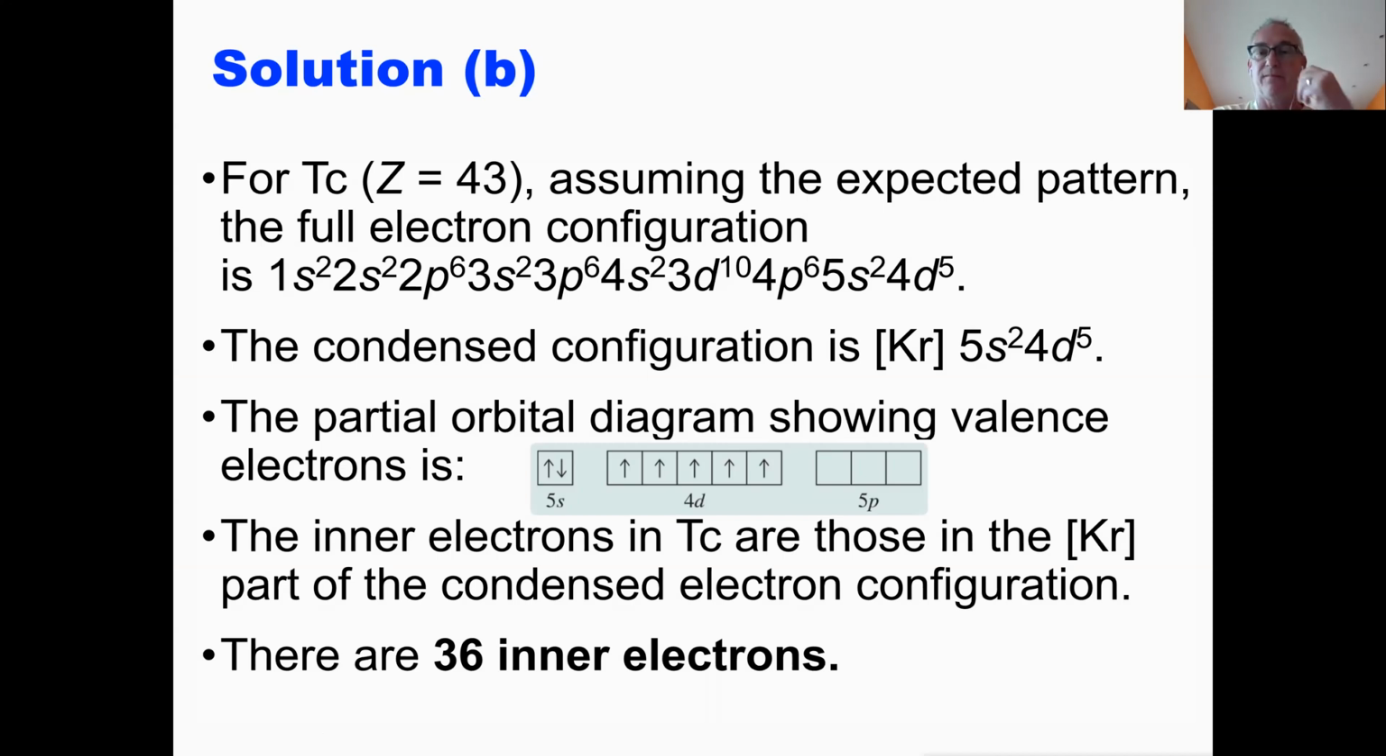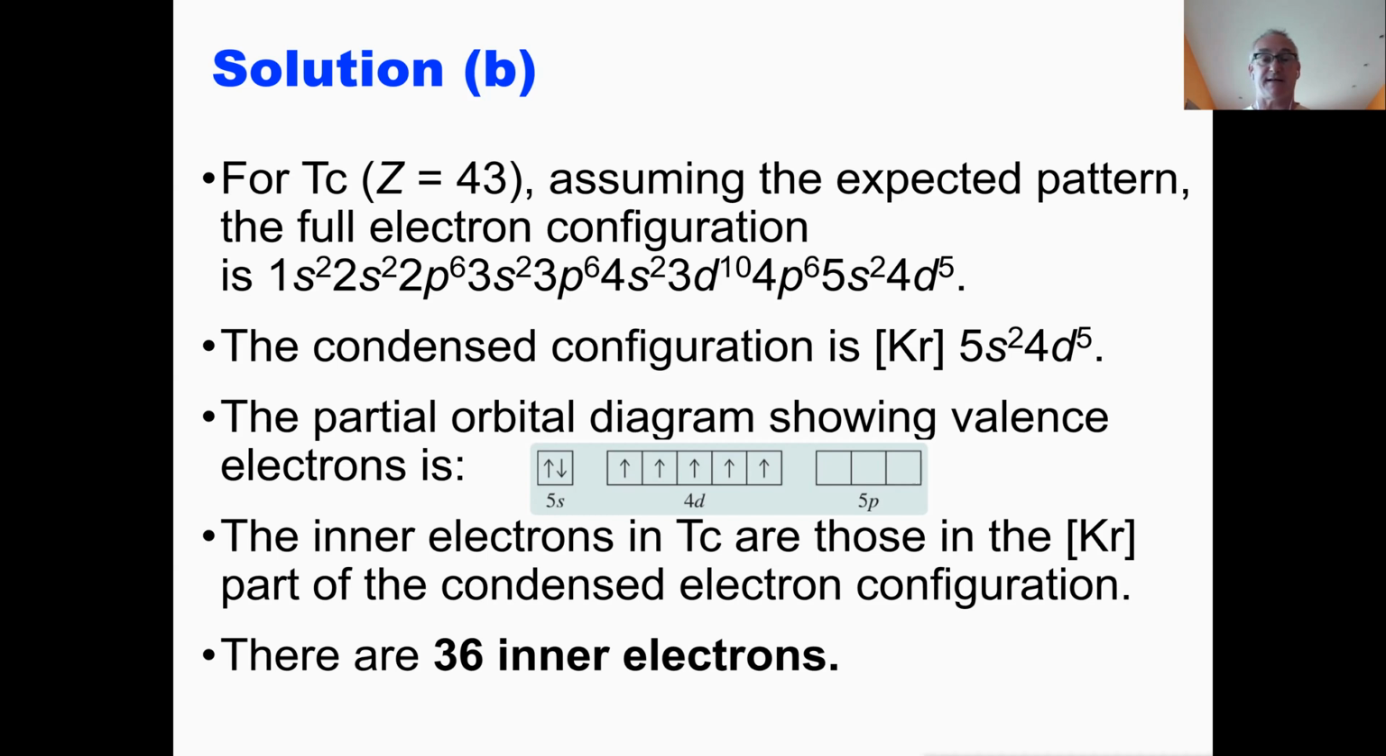Yeah, we got it. Good job. So 1s2, 2s2, 2p6, 3s2, 3p6. Those are fairly straightforward. Those first 20 are pretty easy to figure out. Then it gets a little weird when we start adding d. So 4s2, 3d10, 4p6, 5s2, 4d5. So the condensed would be what noble gas is smaller than technetium at 43, and it's krypton. Now, how many electrons does krypton have?